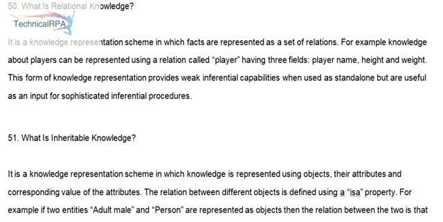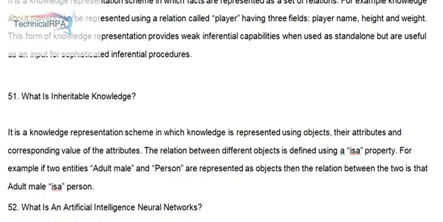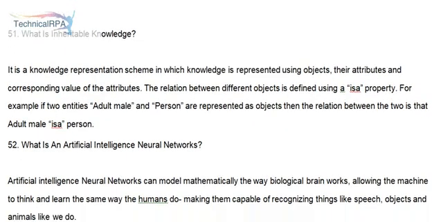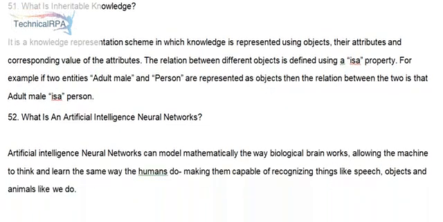51. What is inheritable knowledge? It is a knowledge representation scheme in which knowledge is represented using objects, their attributes and corresponding values of the attributes. The relation between different objects is defined using the ISA property. For example, if two entities, adult male and person, are represented as objects, then the relation between the two is that adult male is a person.